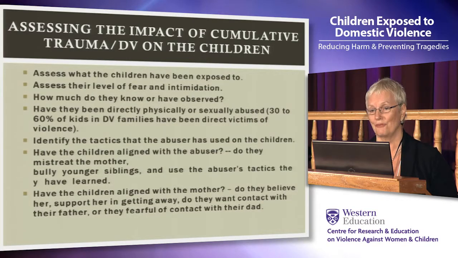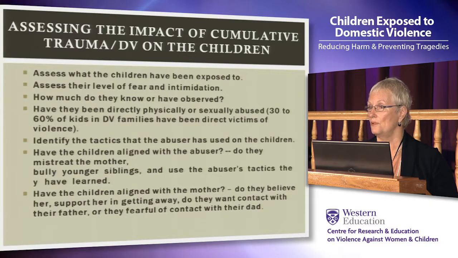And my last piece is around children. How do we assess the impact of cumulative trauma and domestic violence on children? First of all, we want to find out what have the children actually been exposed to. And I mean a detailed understanding of that. Addressing what their level of fear and intimidation is. How much do they know? How much have they observed? Have they been directly, physically, or sexually harmed?